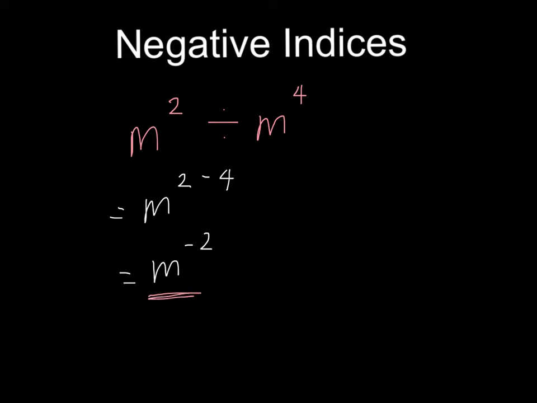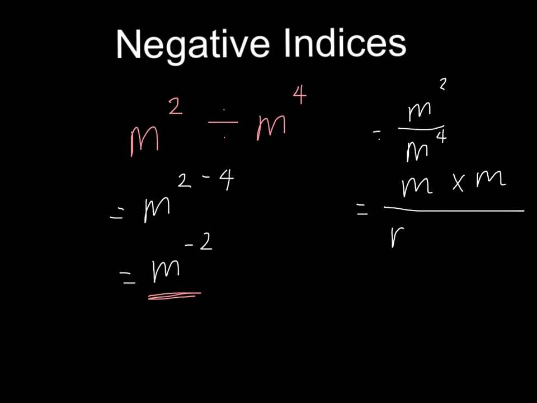This is not the simplest way to write this index. We want it so it has a positive power. Let's look at it another way. We could have done m to the power of 2 divided by m to the power of 4. If we expand that and use the cancellation method, that's m times m, that's m squared, over m to the power of 4. So m times m times m times m.